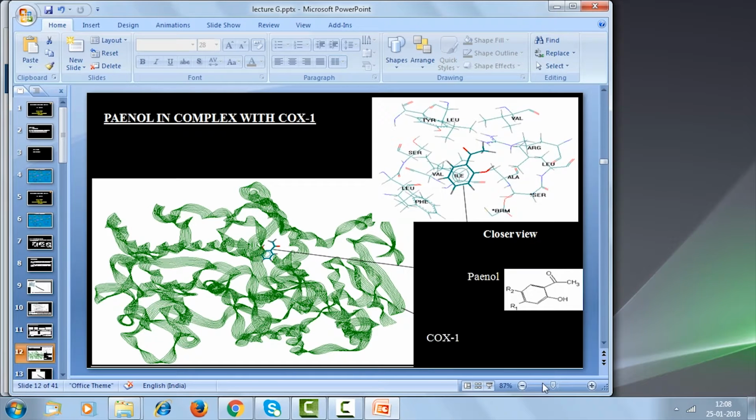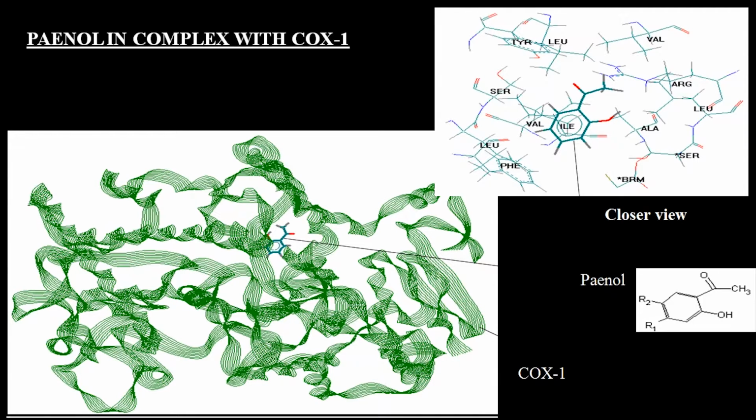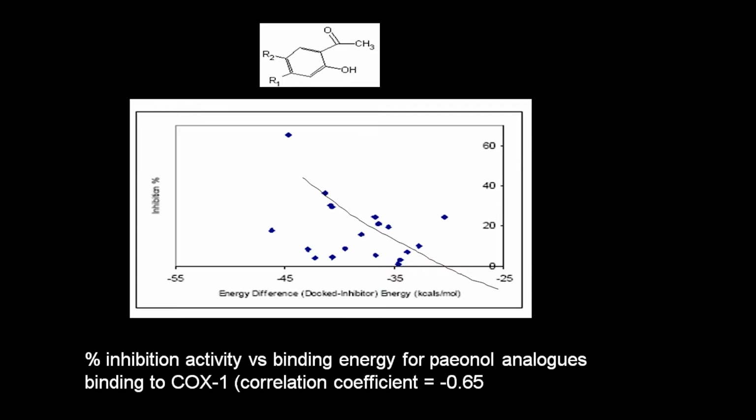Large number of molecules docking to that, so we can get a relationship between the binding energy or interaction energy, as we call it, or energy difference between docked and undocked, and then this is your percentage inhibition of platelet aggregation. Again, we see a nice negative correlation. As the binding or interaction increases, the activity or percentage inhibition also increases.